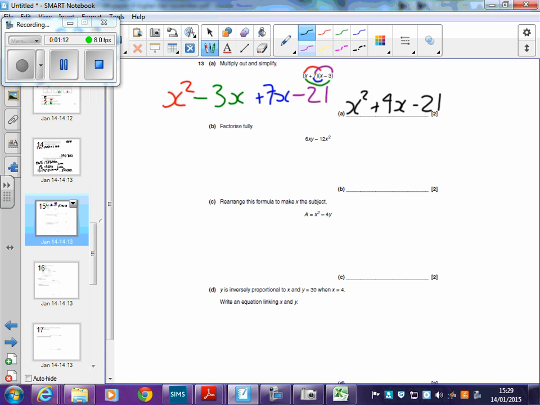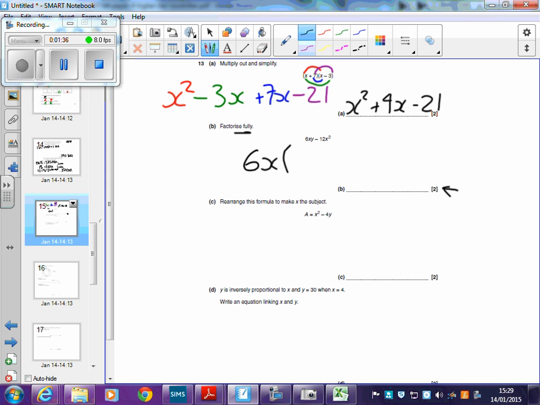Okay, next one is factorize fully 6xy plus 12x minus 12x squared. The fact it says the word fully, and the fact that there are 2 marks, tell you that you're going to get more than one thing on the outside, usually 2 things. All right, let's look at numbers first. I've got 6 and 12. What goes in 6 and 12? Well, 6 does. I've got x and x squared. They've got an x in common, so take out an x.